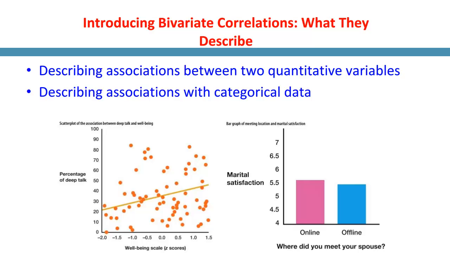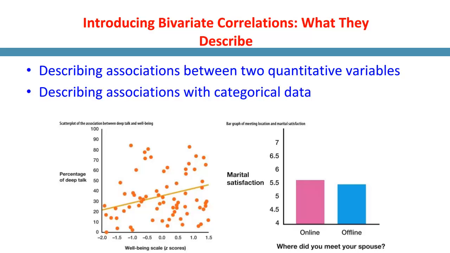So again, a correlation looks at the relationship between two variables. We've been discussing correlations indirectly pretty much the entire semester, but in this chapter we're looking at it more formally. So we're describing associations between two quantitative variables. Quantitative just means we have a numeric response. So it might be how stressed are you on a scale of 0 to 10, 0 being no stress, 10 meaning you're completely stressed out. So that could be a quantitative variable that you use in a correlation.